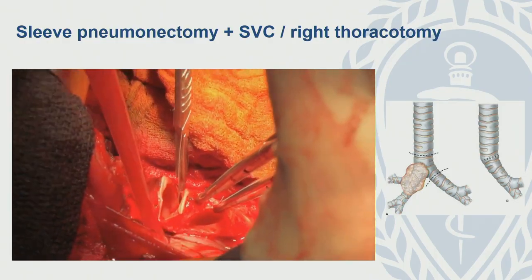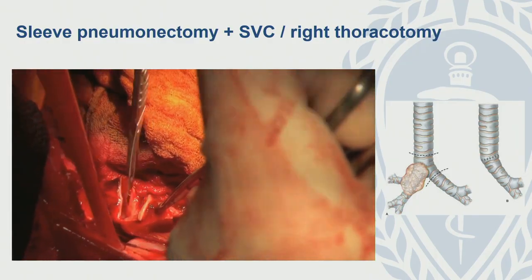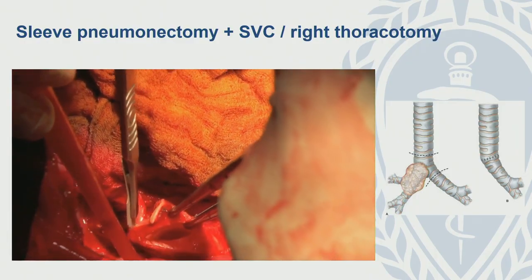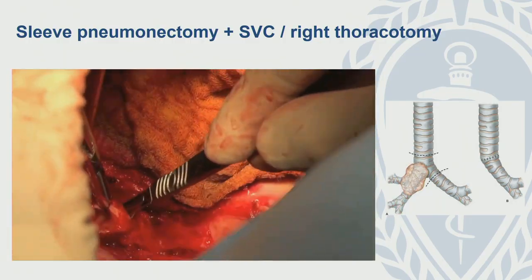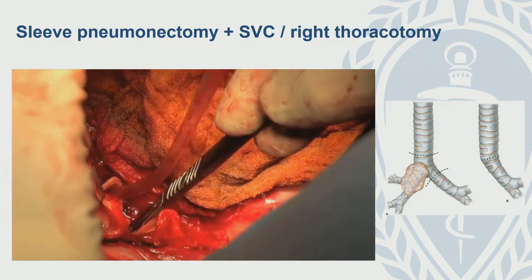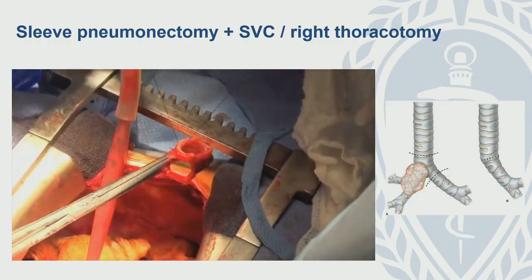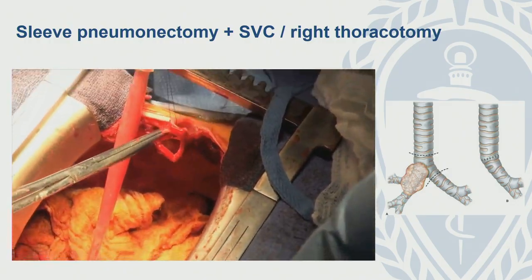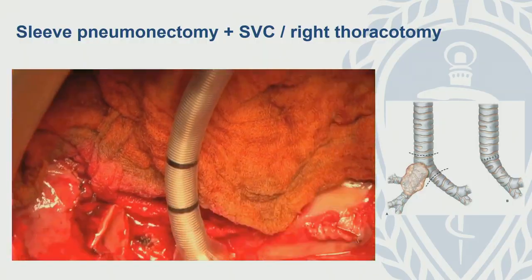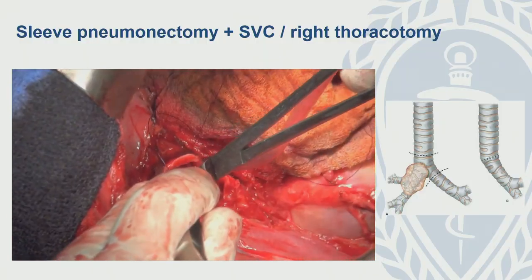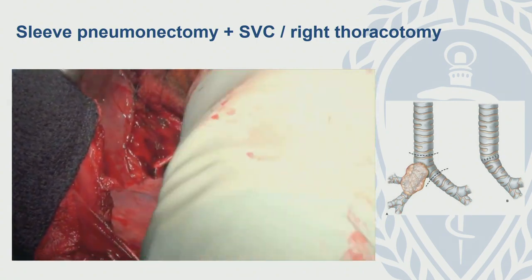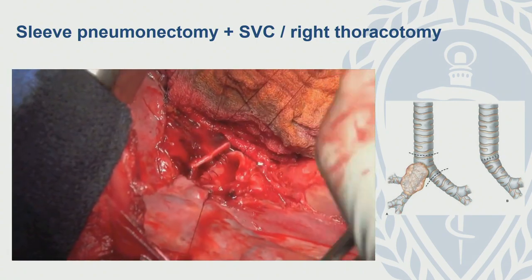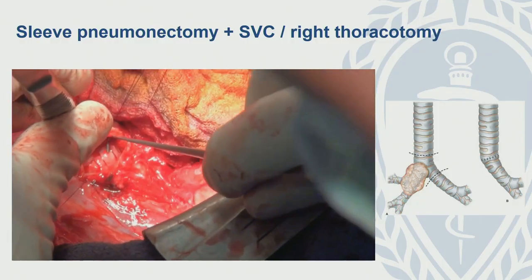In this operation, we used cross-field ventilation, and you'll see that we are using a sterile usual endotracheal tube inside the left main bronchus, here. And then it's a simple end-to-end anastomosis between the trachea and the left main bronchus.